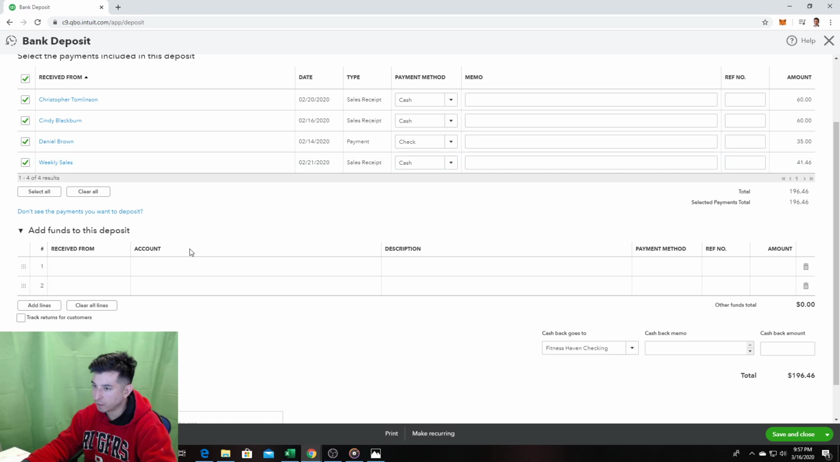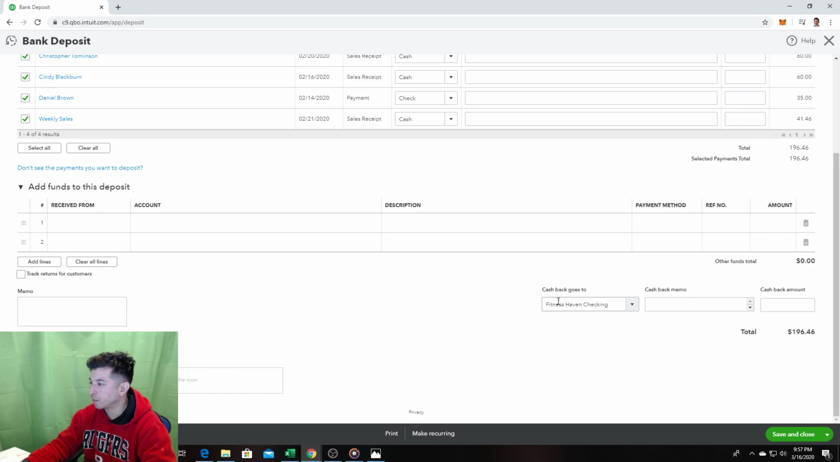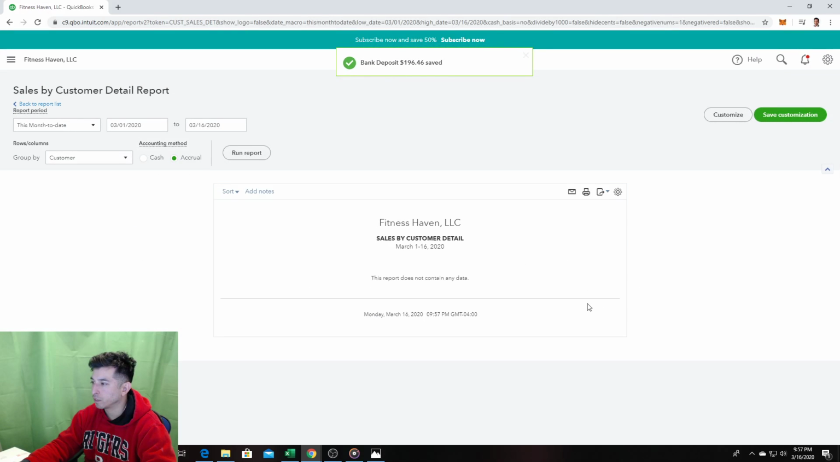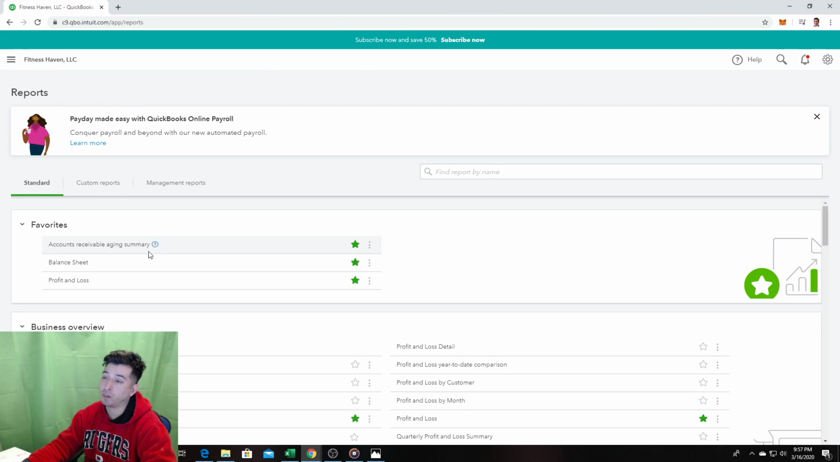And cash back goes to Fitness checking, check cash back. There's no cash back. There's no cash back amount. So let's hit save and close. And that's that. Now we can check reports. What reports are we going to check? I don't know. Let's think about that.